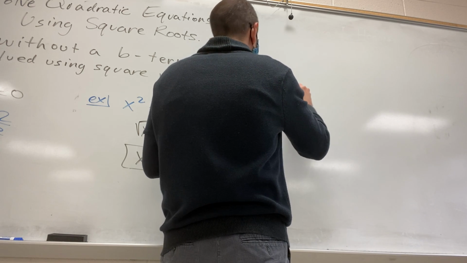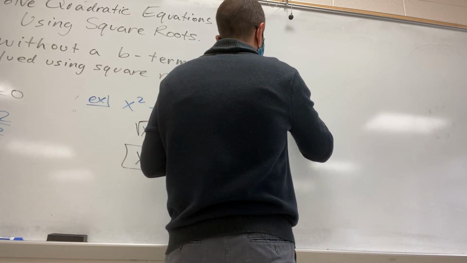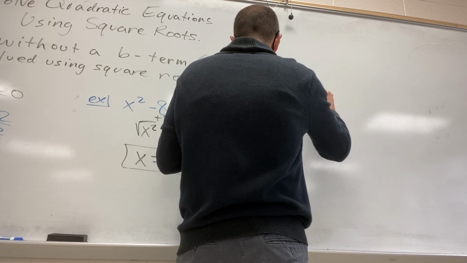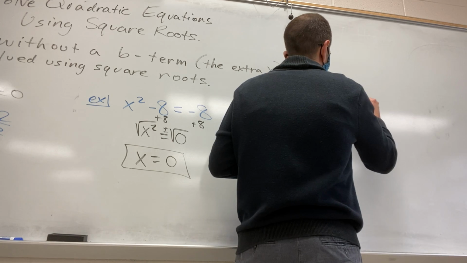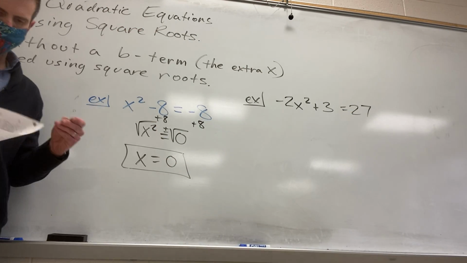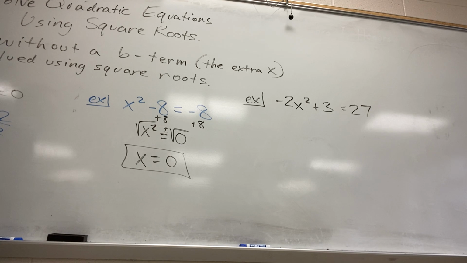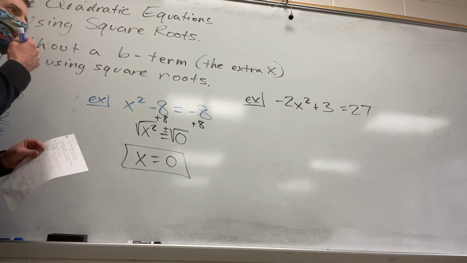Because there's a bit of something weird on this one. Negative 2x squared plus 3 equals 27. So I'll be quiet for that. Let's see if we agree.